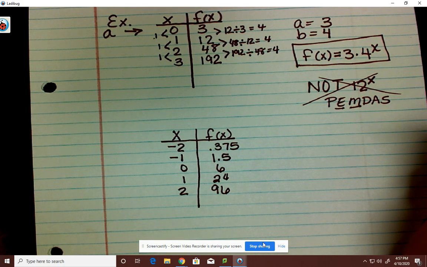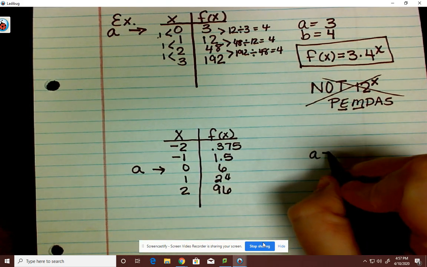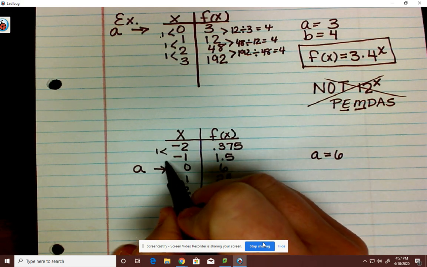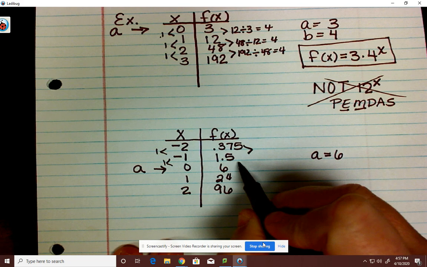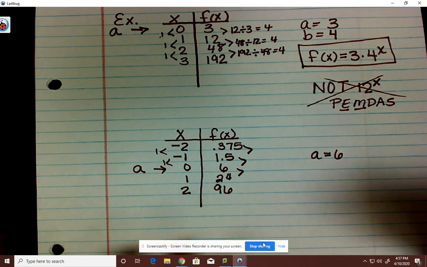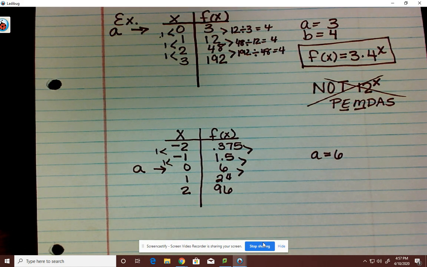All right, so here, I can find my a right here. So my a is 6. And then these are all increasing by 1. So all I need to do is figure out what I am dividing by here. I could pick any two. It doesn't matter which two, as long as I already know that they're exponential. And for today, we do know that they're exponential.